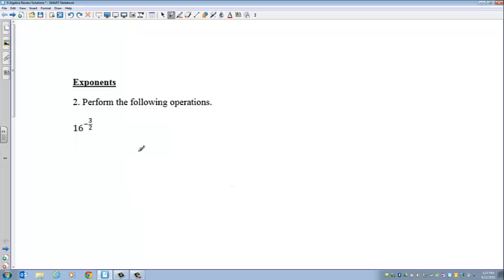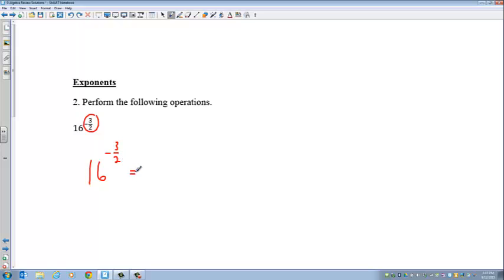Let's look at the next one. So on the next one, we're going to work with exponents here, and so we're going to perform this operation. So now this is 16, and maybe we should rewrite this because it's kind of hard to see, but this is 16 to the -3/2.